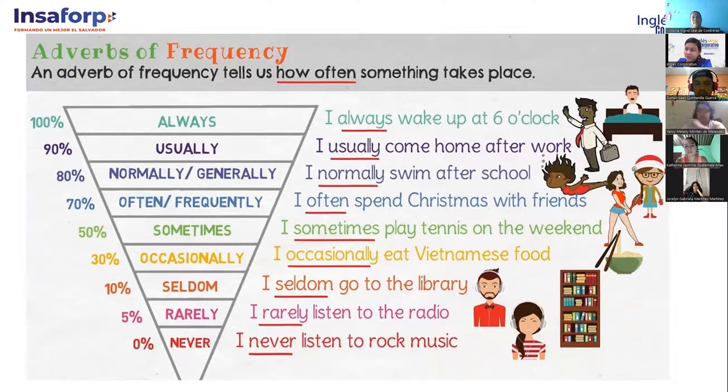Rarely, Karen Cartier? ¿Cómo se pronuncia esa palabra, teacher? Rarely, rarely. I rarely listen to the radio. To the radio, very good. And never, Daniel? I never listen to rock music. Okay, thank you so much, everybody, for your participation. So as you can see, we have first the subject, then the adverb of frequency, and then the verb and the complement, right?